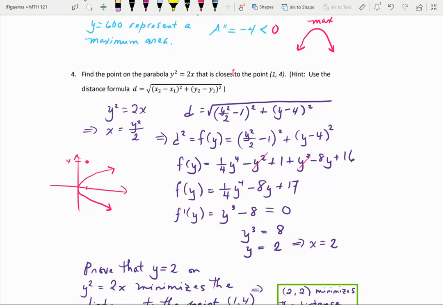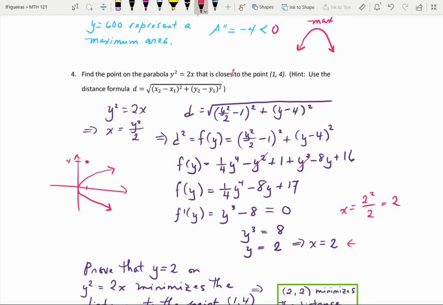And so power rule, f prime of y is y cubed minus 8 equals 0. So if you solve this, take y cubed equals 8, take the cube root, you get that y is equal to 2. And when y is equal to 2, well, remember, x is y squared over 2, so that's 2 squared over 2, which is also 2, which you see right here.